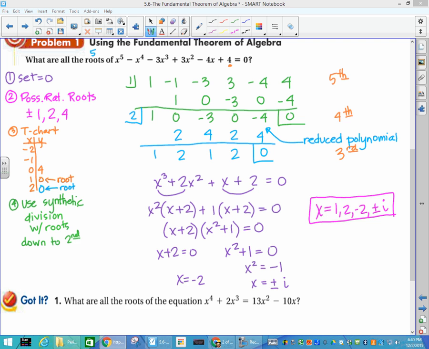Now, ask yourself, if you don't know, is there more than one way to do this? Absolutely. If you wanted to go ahead and plug into a table and try -2, -1 and -2, obviously if you put in -2, you would have gotten 0. Then you would reduce it again and you'd get down to a quadratic.